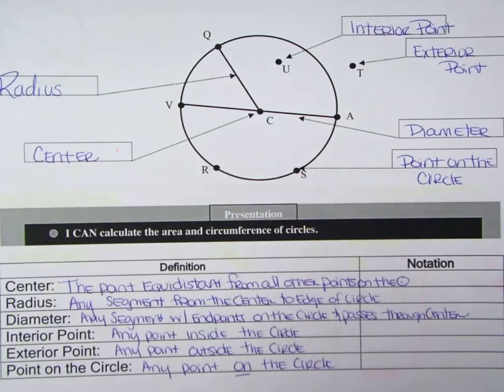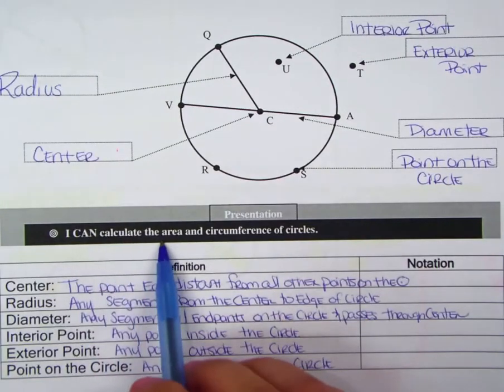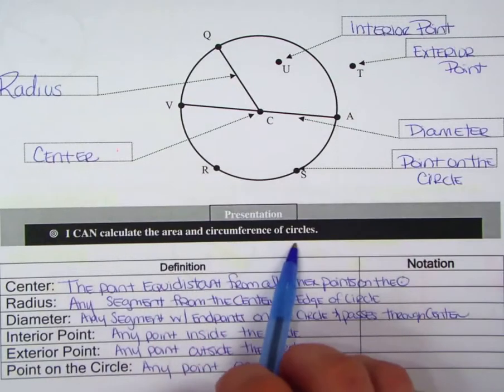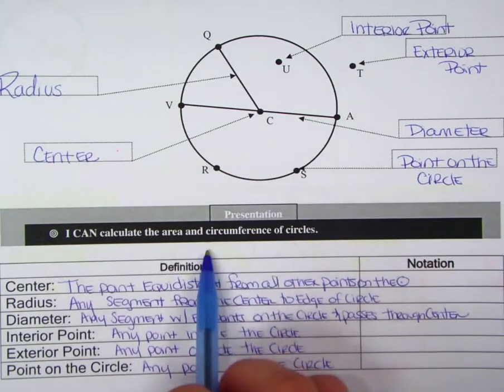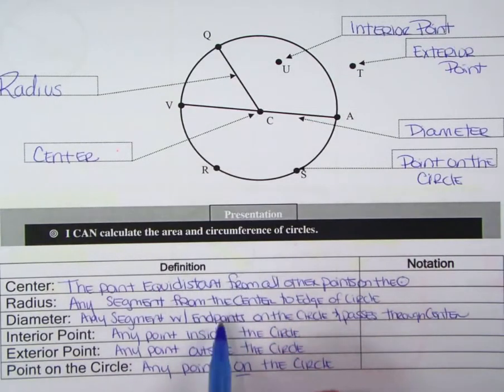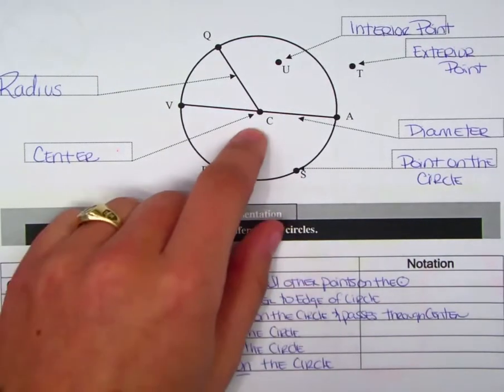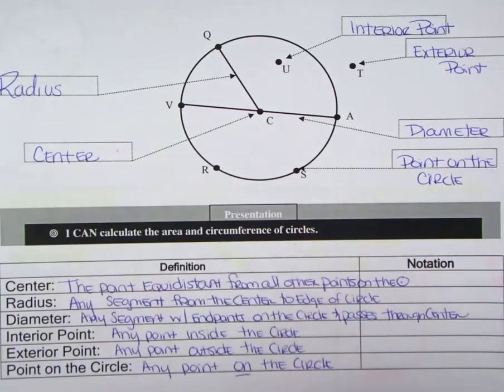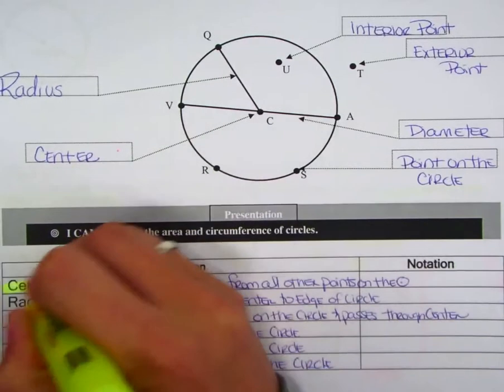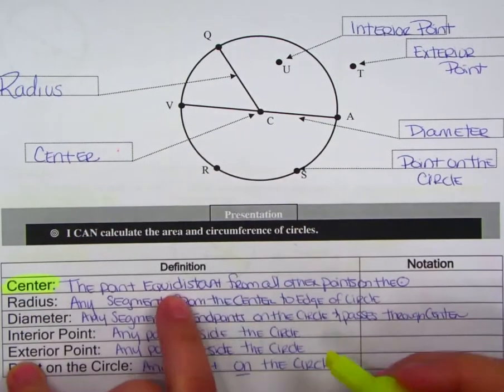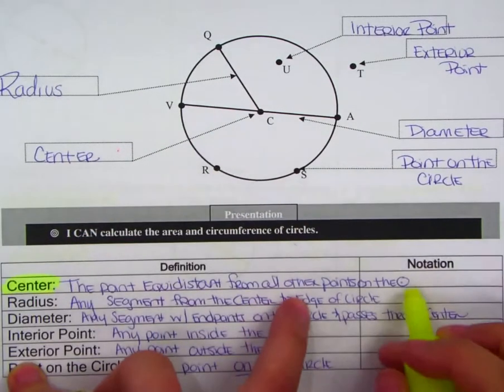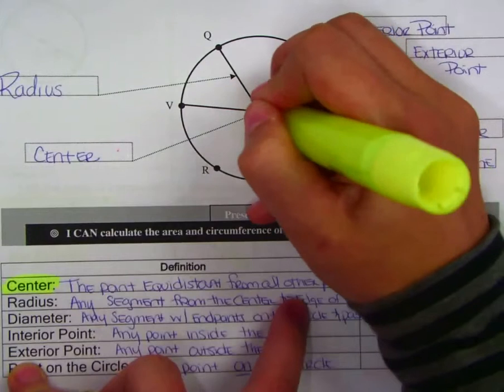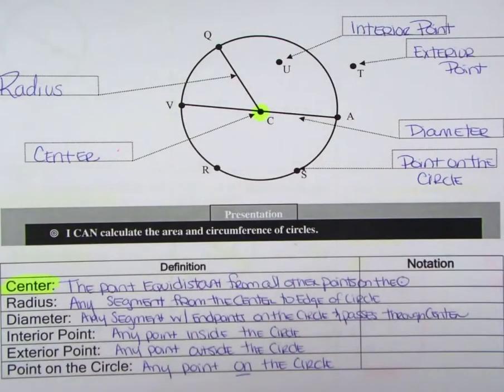Okay, so this is the first lesson of Unit 9, which is calculating the area and circumference of circles. But before we get into area and circumference, let's go over some basic vocabulary. So we have a circle, as you see here, and we know it's a circle with a center. And the center is the point that's equidistant from all other points on the circle. So our center here is C.